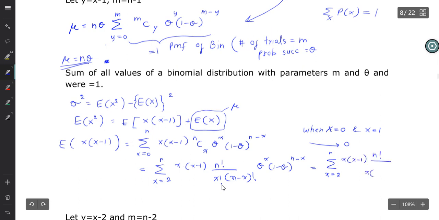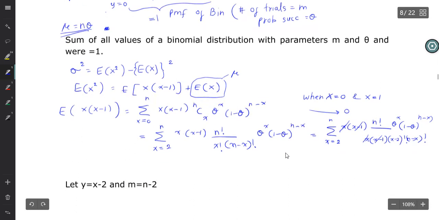You can write x times (x minus 1) and then the rest as the factorial. And you have (n minus x) factorial, and at the top the same thing. Why do I do this? Because I can cancel this.